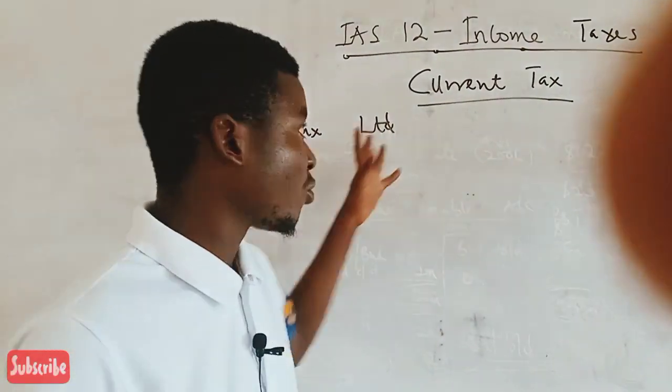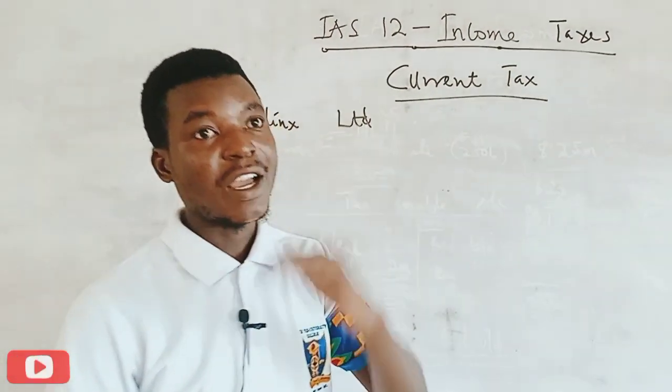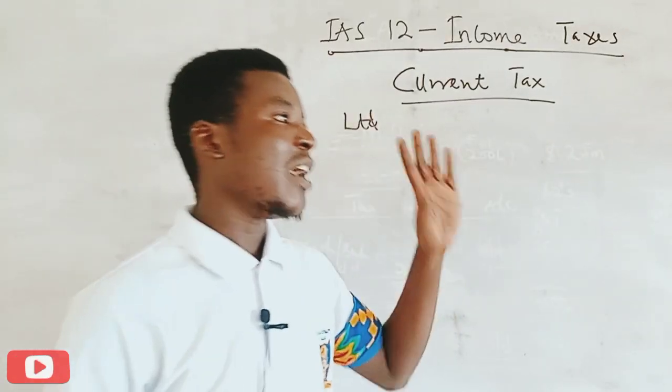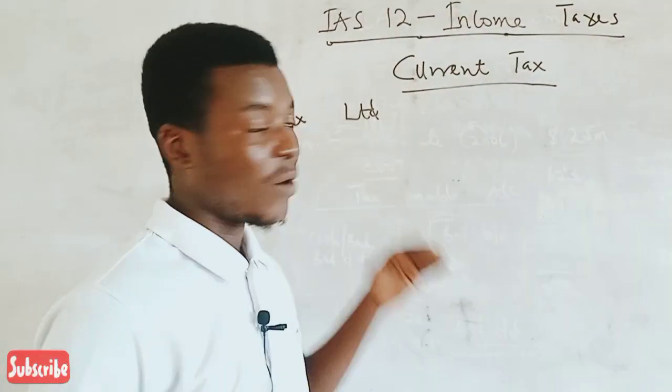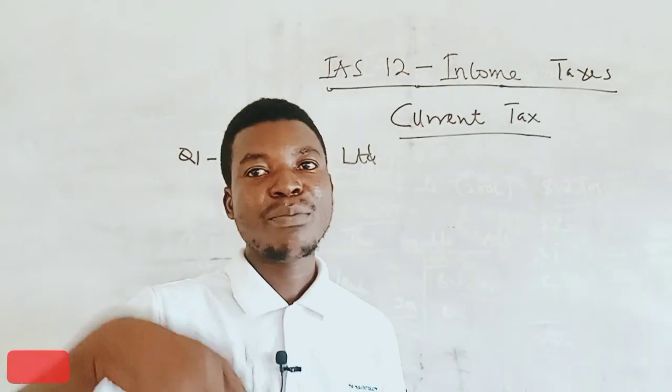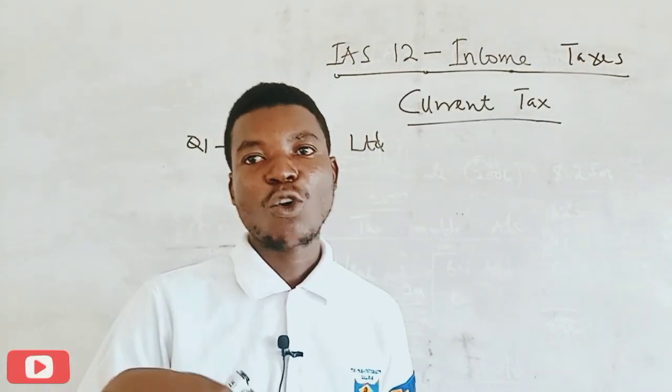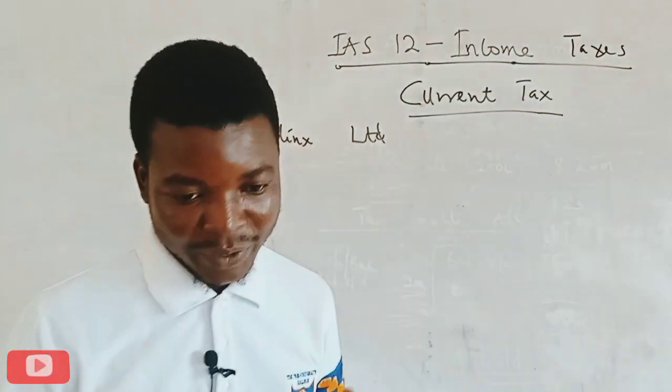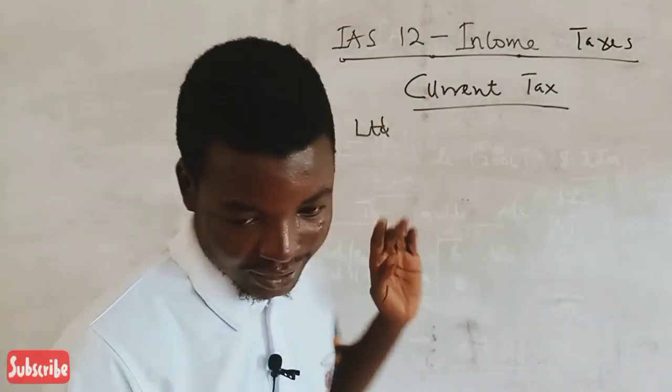We are going to pick two examples, then we see how we account for current tax. I'm going to pick two questions on current tax. It may be under or over provision. So check the comment section, where you will see the PDF of the questions. Let's pick question one. Question one is on Links Limited.